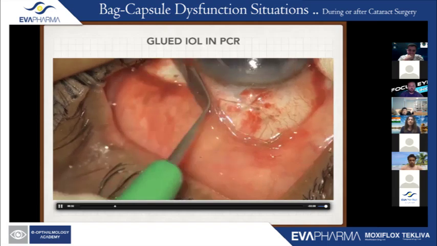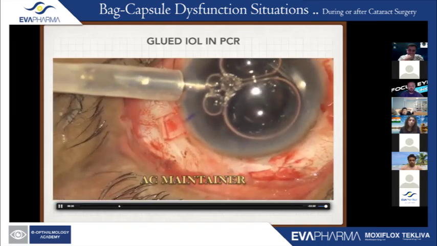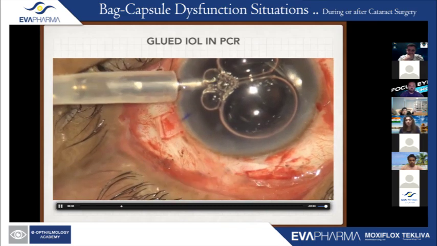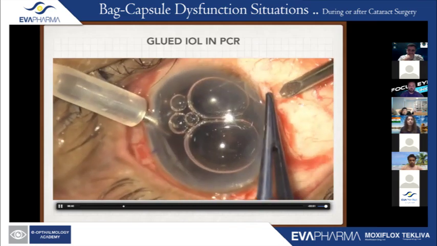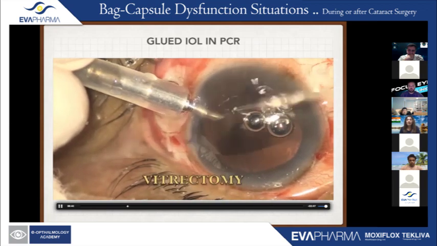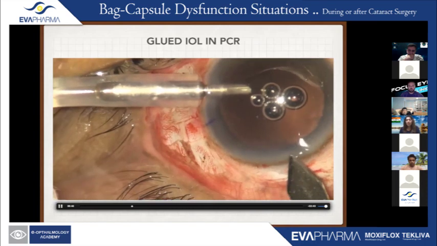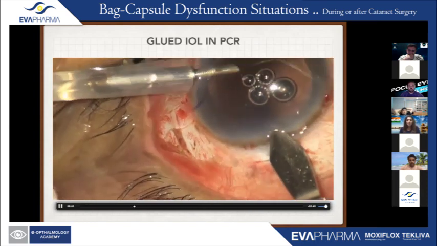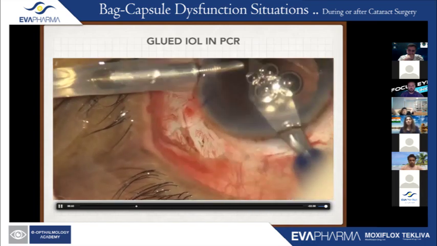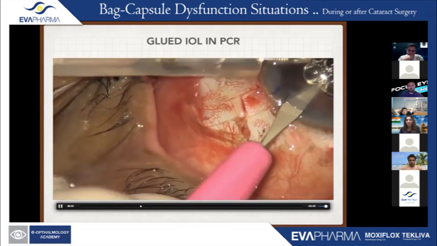Now what you see here is the marking, 180 degrees opposite each other, followed by making two partial thickness scleral flaps, and the fluid infusion. Here, a simple anterior chamber maintainer has been used. After making the sclerotomy site, vitrectomy is being done. Once you have cleared up the vitrectomy in the pupillary plane and the anterior chamber, you make a corneal tunnel incision. And this is a side port incision.